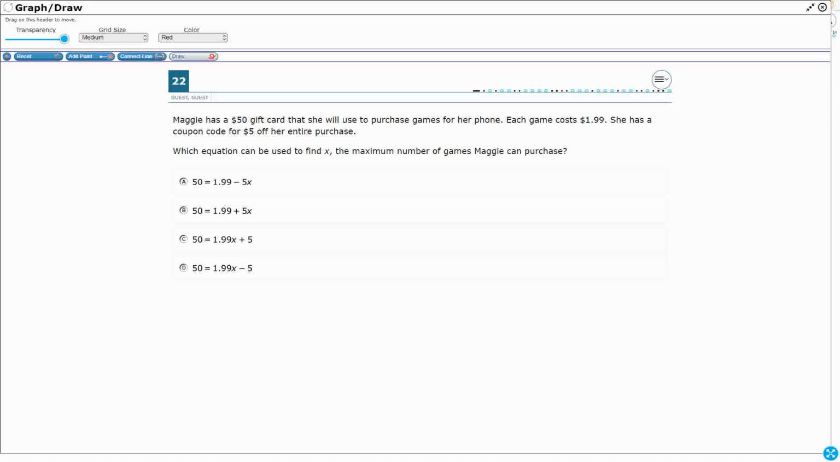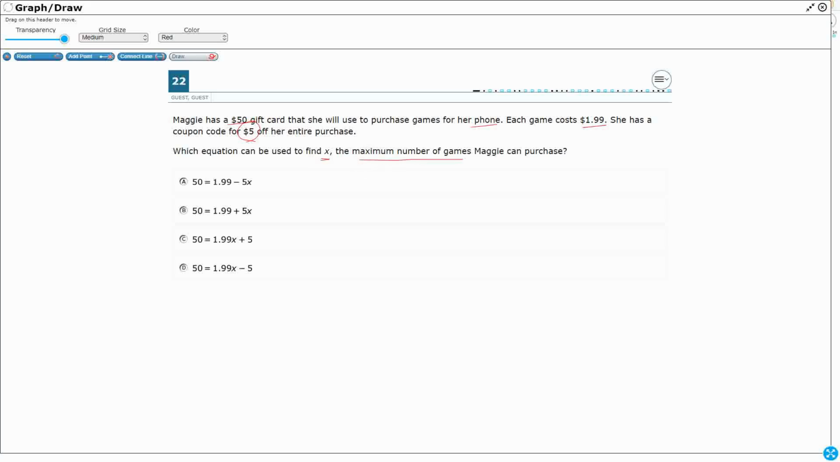All right, so we've got Maggie. Maggie's got a $50 gift card. Each game costs $1.99. Oh, they're phone games. I was wondering why they were so cheap. Phone games for $1.99. And then we get $5 off the entire purchase. So we need to write an equation that can be used to find x, and then they define x for us, the maximum number of games.